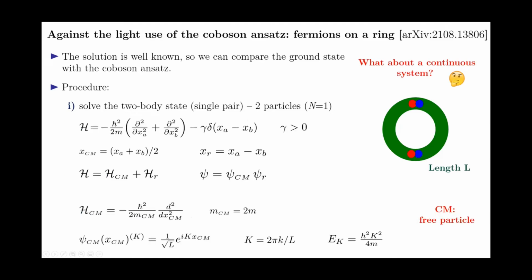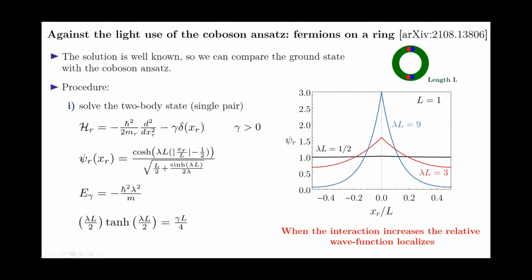To solve the two-body state, we rewrite the Hamiltonian in the center of mass and the relative coordinates. When doing that, the Hamiltonian decouples, and the wave function is a product between the center of mass state and the relative state. As we can see here, the solutions of the center of mass equation are the free particle states. The relative states can also be obtained, and it turns out that when the interaction increases, so the system becomes more and more attractive, the relative ground state becomes more and more localized. That goes from this black curve here to the blue one.